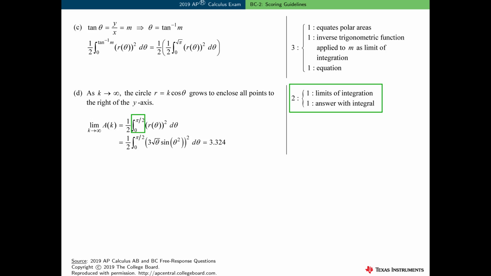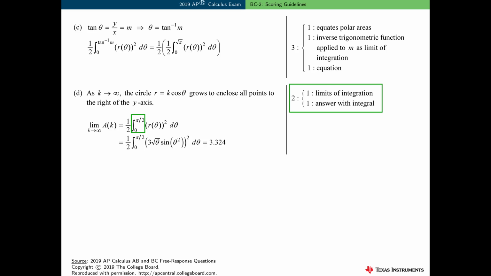Part D was worth 2 points. The first point was for using the correct limits of integration, 0 and pi over 2. It was okay to use 1.571 for this point, but using this approximation does not yield the correct final answer. However, this does demonstrate a conceptual understanding of the limit process.